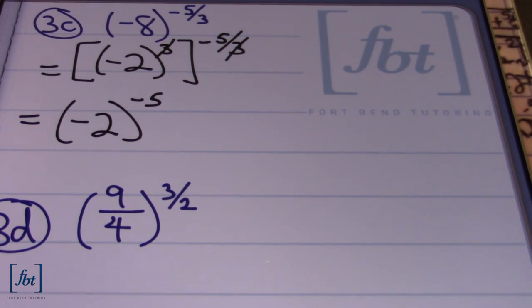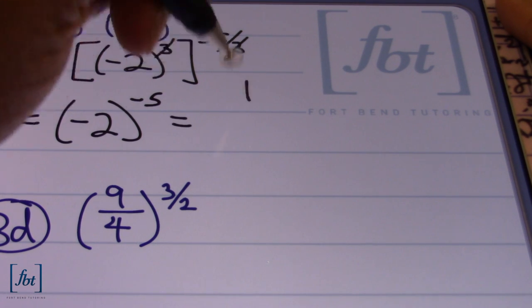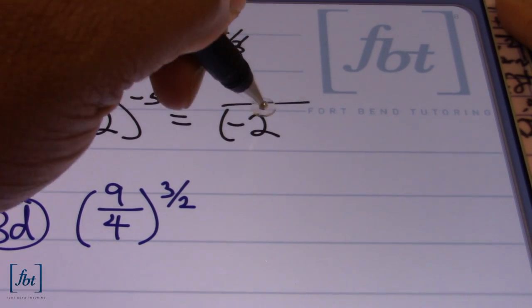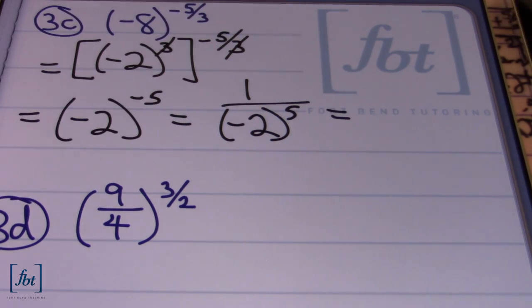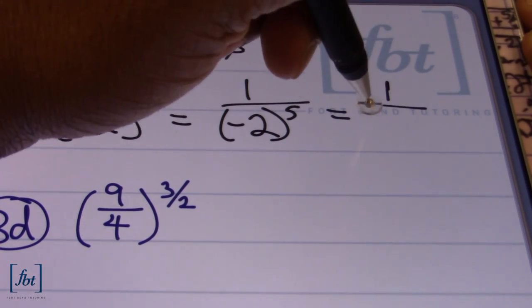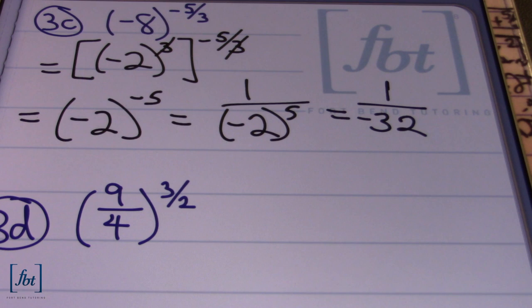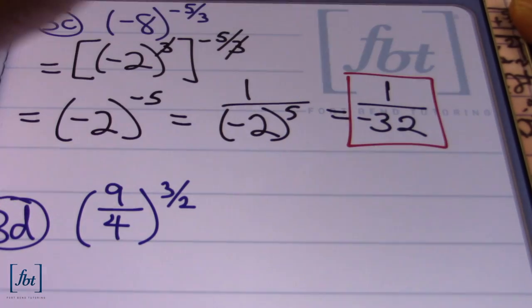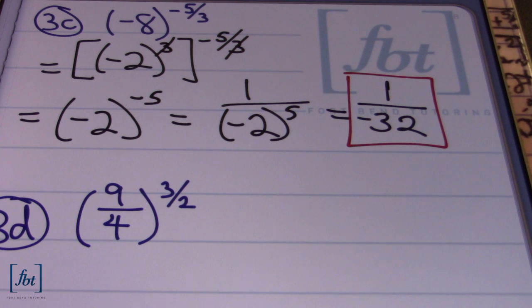Now, because my exponent is negative, I'll go ahead and shift the base to the denominator in order to end up with a positive exponent. But because this value is something that I can reasonably evaluate on my own, negative 2 raised to the 5th power is just going to be negative 32 in the denominator. Negative 2 times negative 2 times negative 2 times negative 2 times negative 2 is negative 32. Thus, my solution is negative 1/32. That's it. Red boxing it. That's problem 3C.